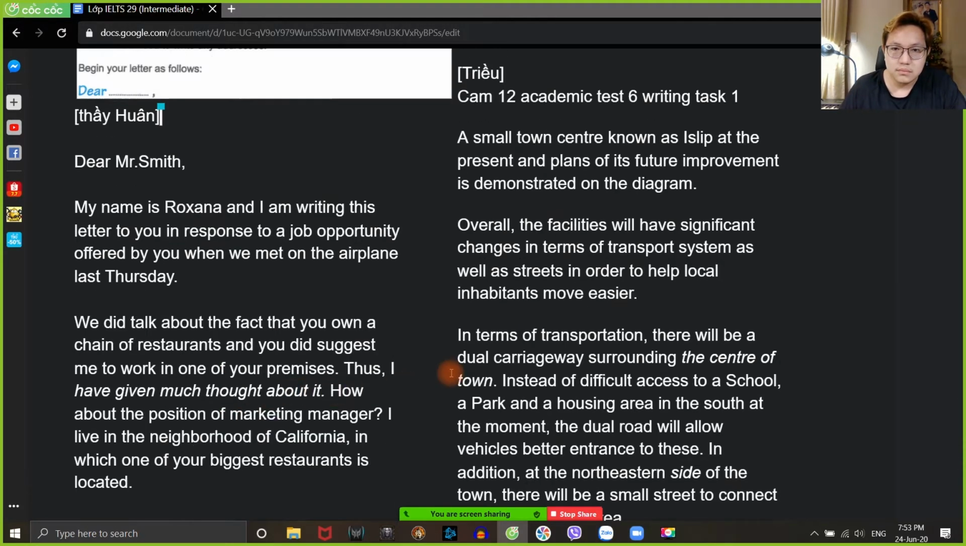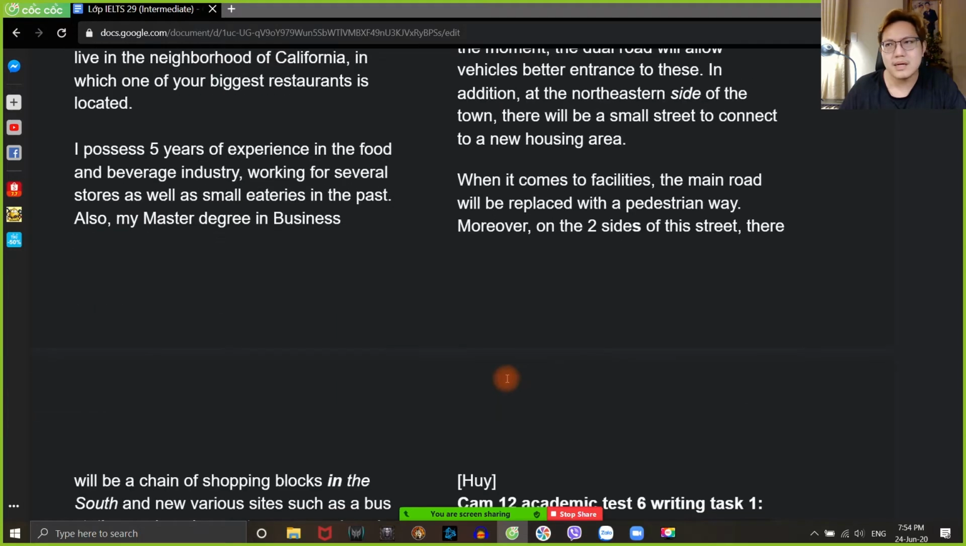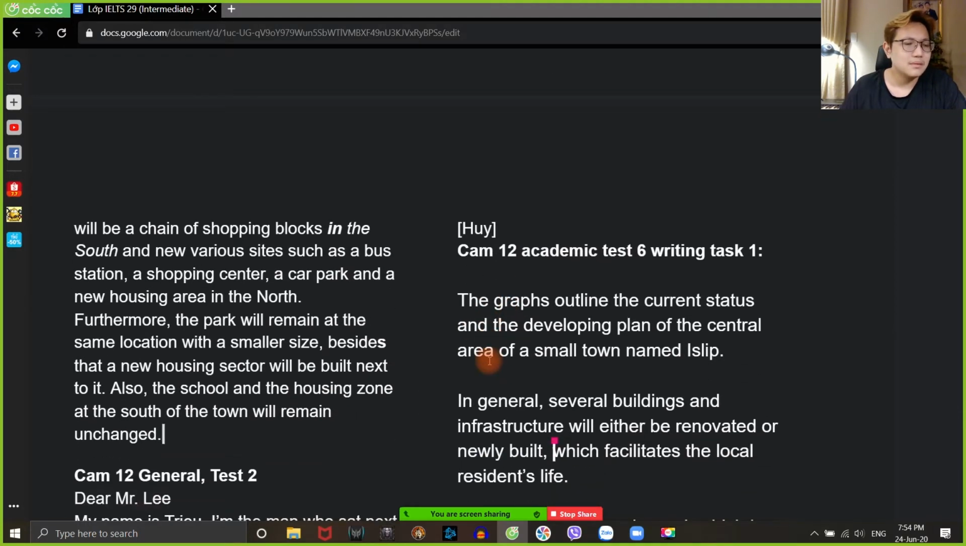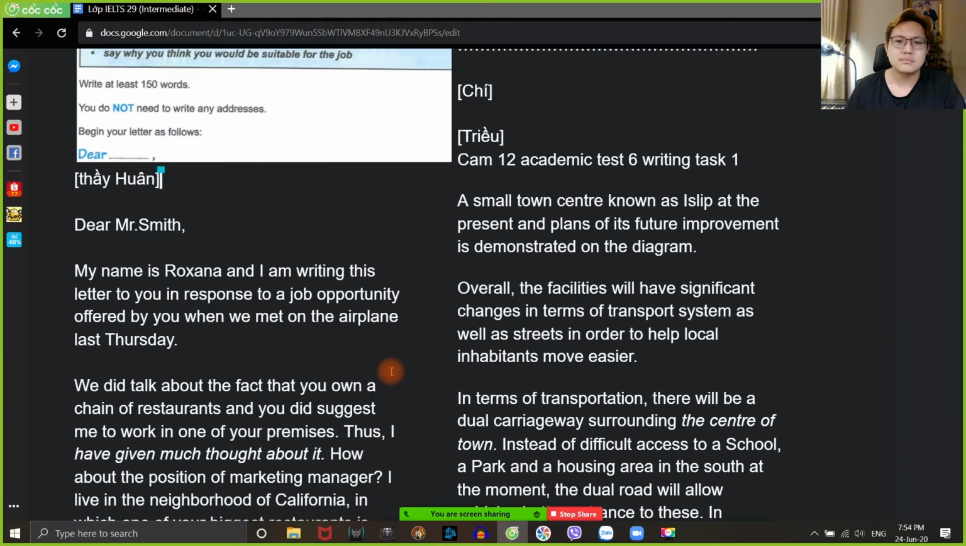Anyway. We have the same. The same, cũng có từ rất kém sang lắm. Yeah. The same doesn't sound like a nice way to say it. Will remain as it is. Will remain as it is. At present. Well, okay, fine. I think the way you write it is good enough. Good enough for a band six, I think. Or maybe band six, I think.